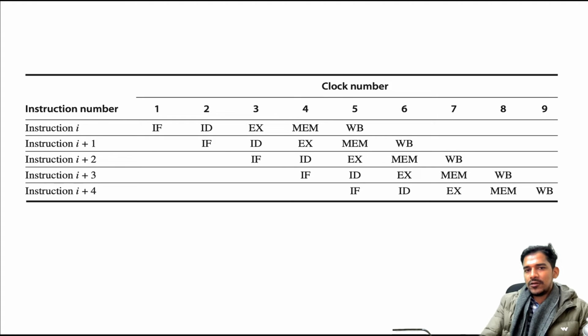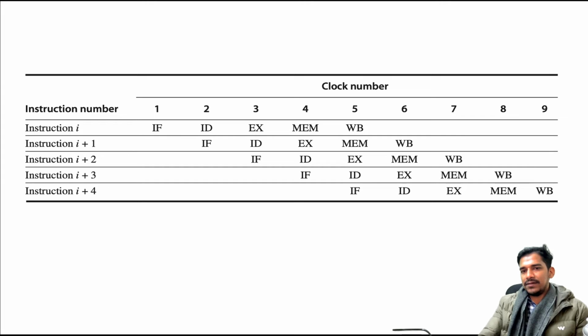So in the first clock cycle you will fetch the instruction I1, then you will decode it, and in the second cycle the fetch unit is free, so we can start fetching the next instruction. Then instruction 1 will go into the execution stage, the second instruction will go into decode, and the third instruction will go into the fetch stage.